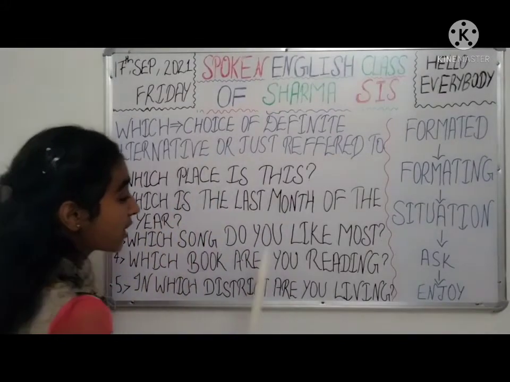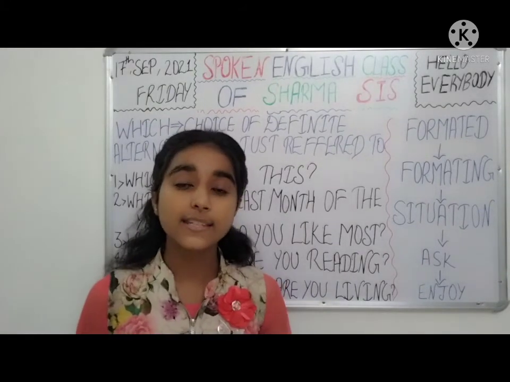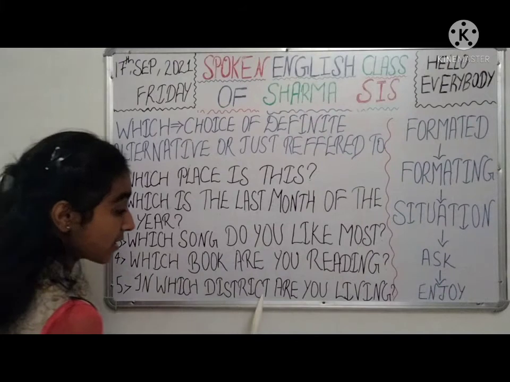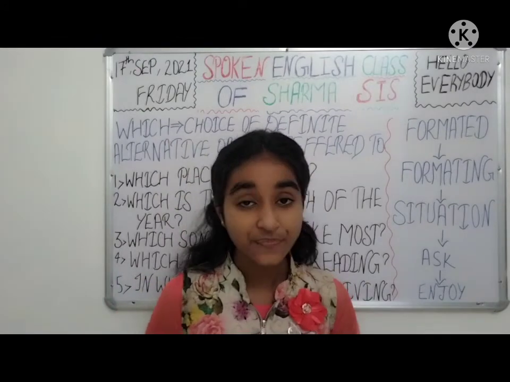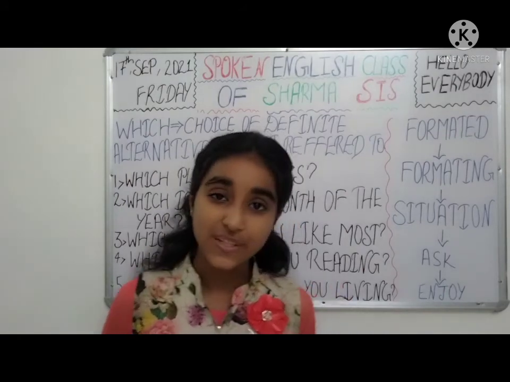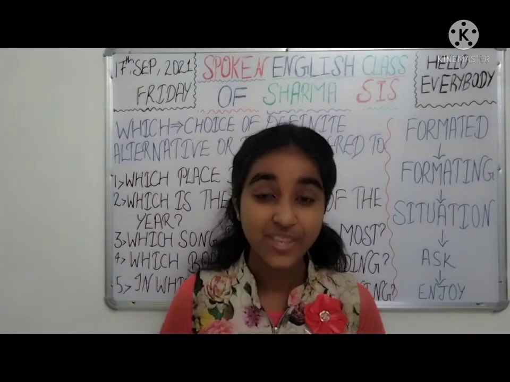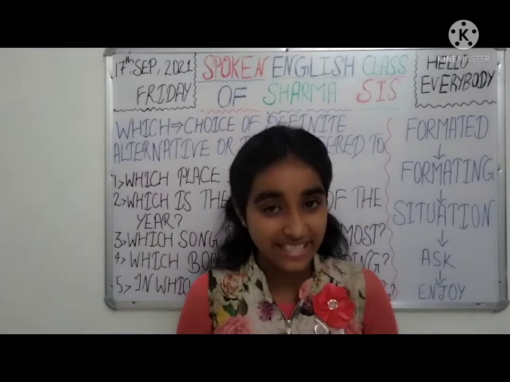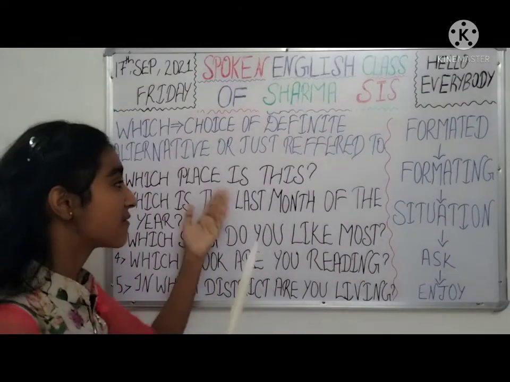Next is, which book are you reading? Whatever book you are reading, you can say the answer according to your situation. Next is, in which district are you living? In whatever district you are living, say the answer according to that. Like I am living in Rajasthan, so I say that I am living in Rajasthan. So you see how very easily we make the questions and we try to make you understand very easily. In the same way, when you do this activity, you can also make the questions very easily. Now we will start how we can make more questions with this activity.